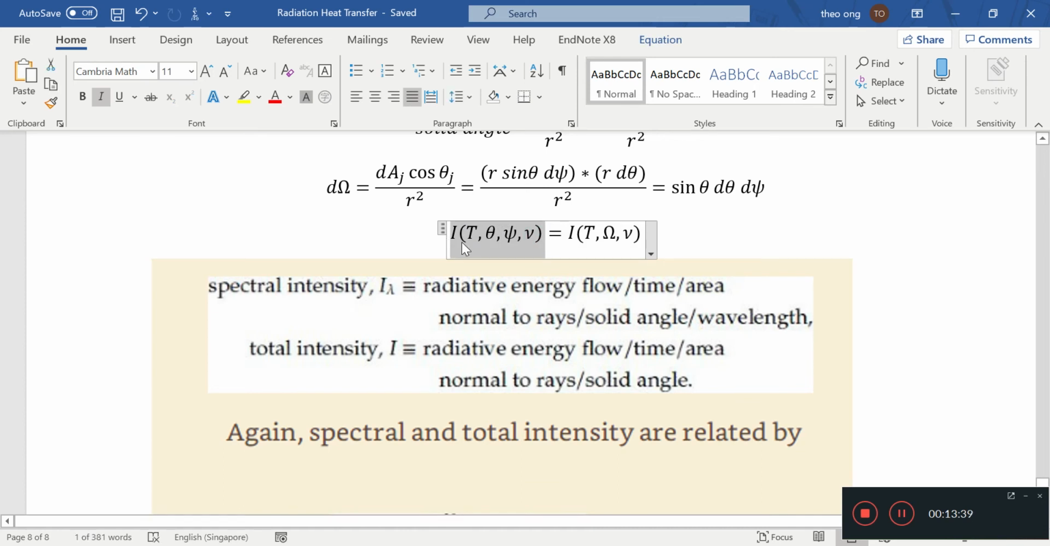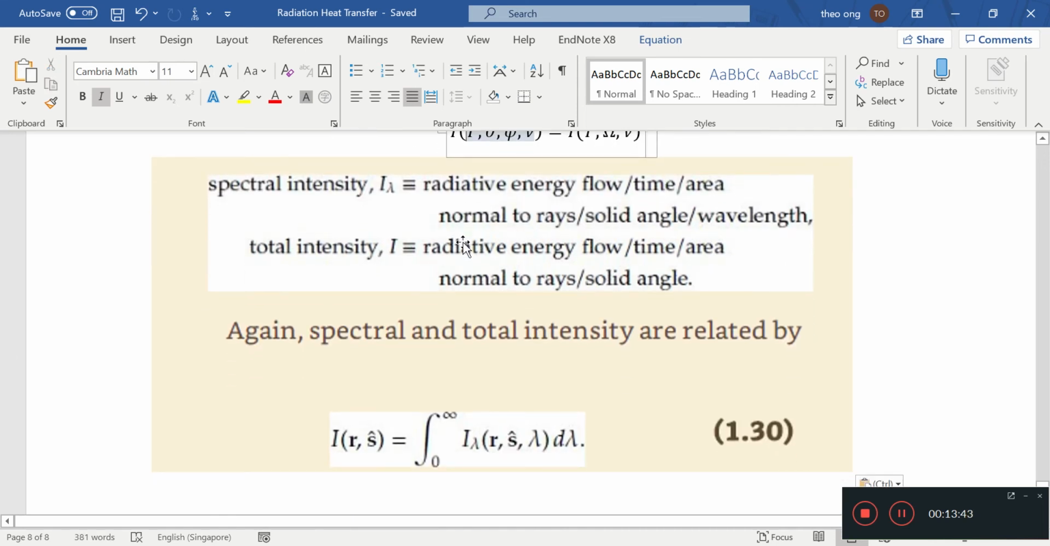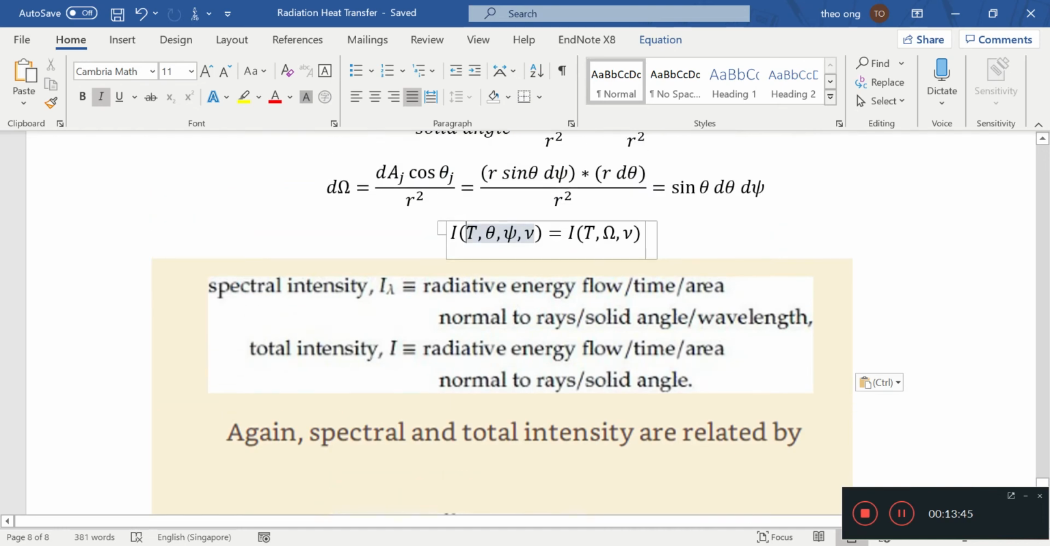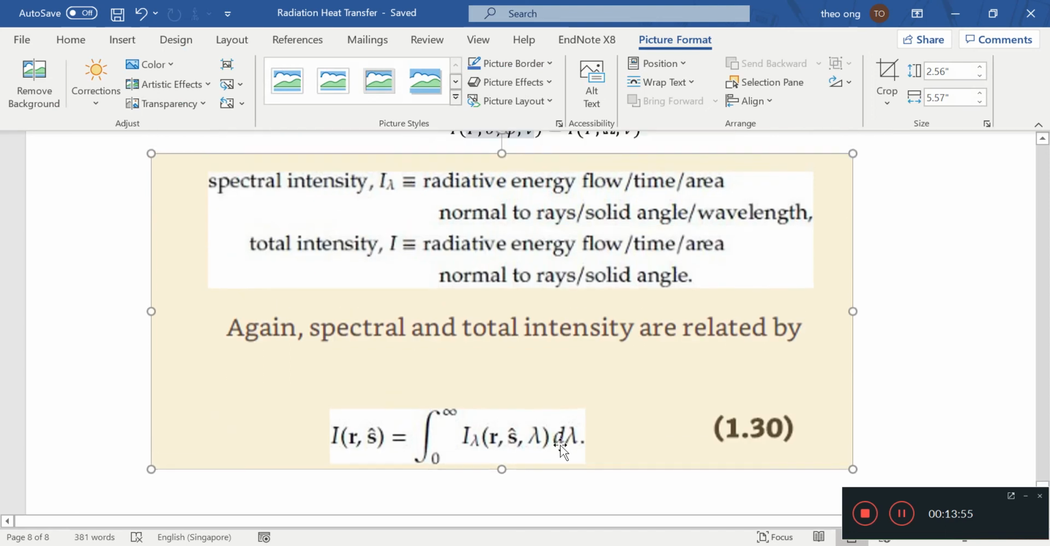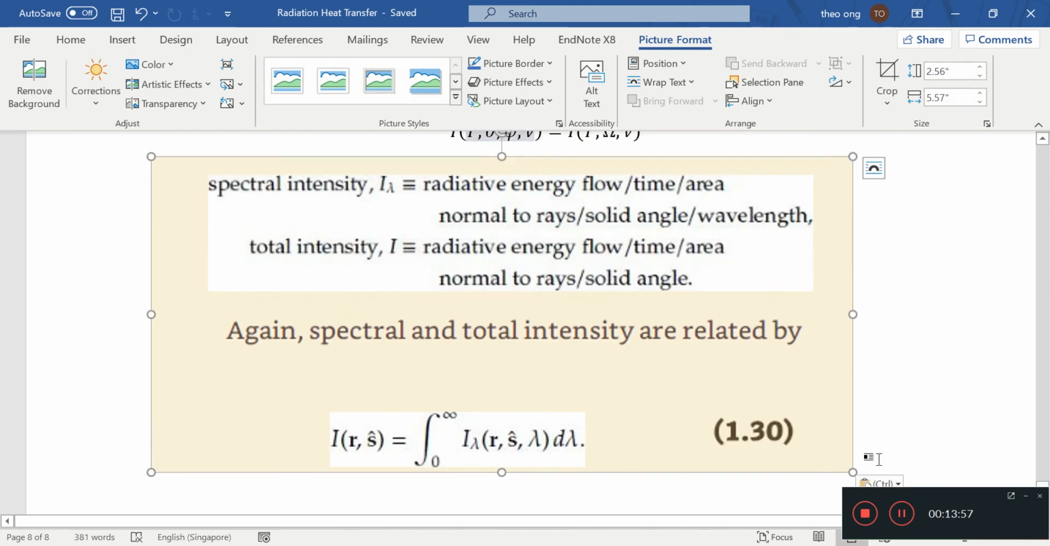So this will depend on some direction, some wavelength dependence, and some solid angle dependence related by S hat.